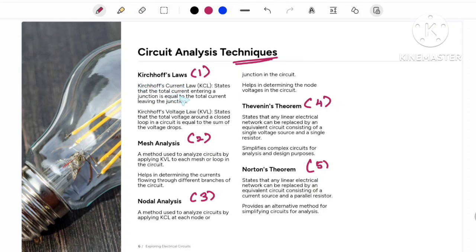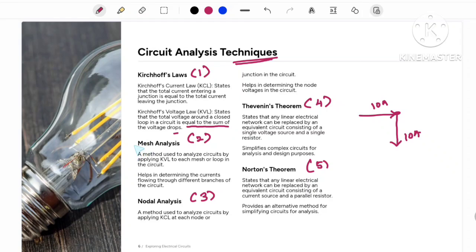What is Kirchhoff's law? The Kirchhoff current law, KCL, states that the total current entering the junction is equal to the total current leaving the junction. For example, 10 amperes come in at this point, and 10 amperes move out on the other side. Right? In Kirchhoff voltage law, called KVL, the total voltage around a closed loop in a circuit is equal to the sum of the voltage drops.